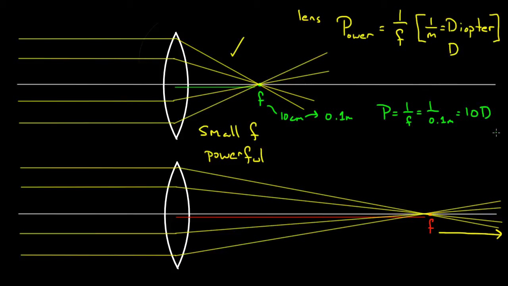10 diopter. And down here, if this one was more like 50 centimeters, I'd say that the power is 1 over f. I've got to convert to meters, so 1 over 0.5 meters, and I'd get 2 diopter, or 2 1 over meters. So a diopter has units of 1 over meters, or meters to the -1.